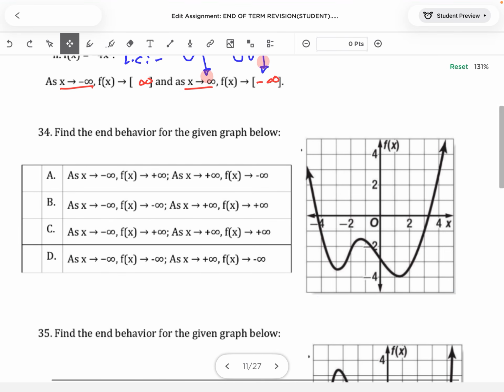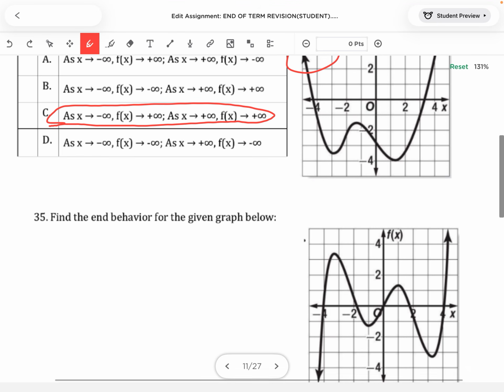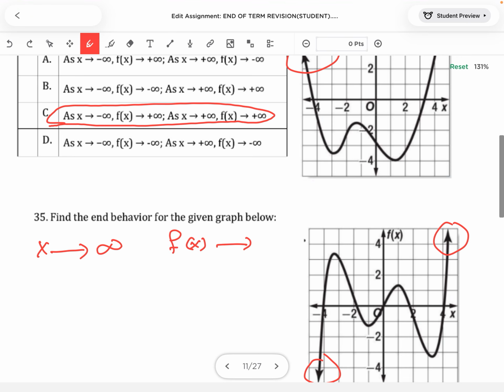Look at the graph. Same direction, up. From the left it is going up, from the right it is going up. This is it. Piece of cake. Next one. Opposite direction. So as x goes to infinity, to the right the function is going up, and when we are going to the left the function is going down. Done.